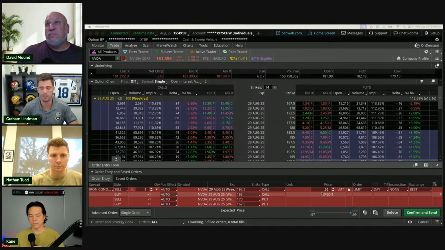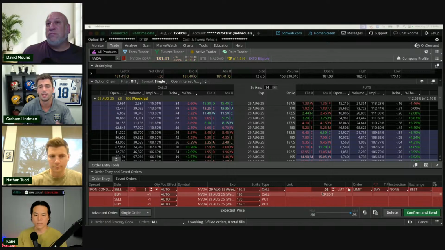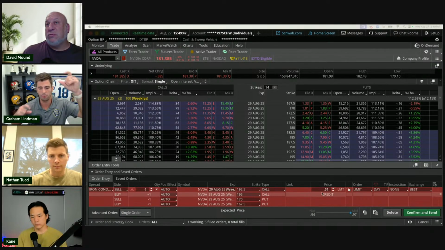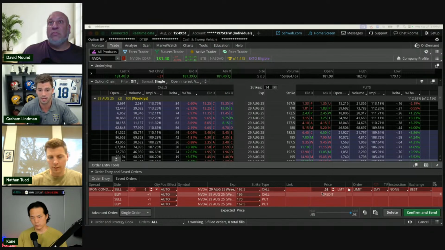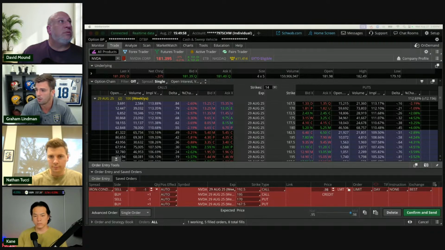So ideally, the way this would work is NVIDIA stays in between those two lines and it expires worthless. Versus if you did a net debit and they both would be in the money, you would have double exercise fees. Or if you were to close it out early, you'd be paying commissions on the other side. So since we're so far out of the money here, I'm going to look for a credit versus a debit. Hopefully that made sense.